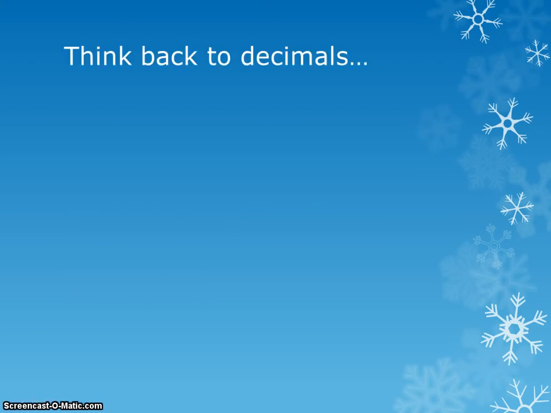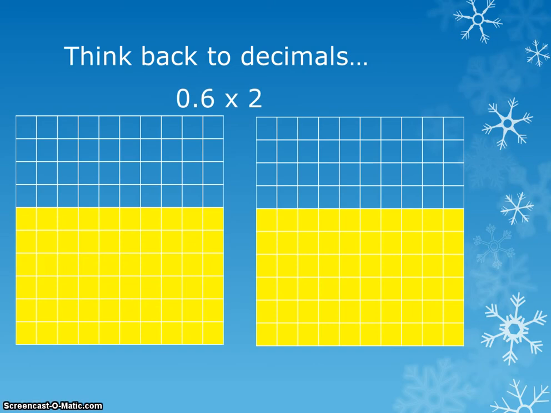First, I want you to think back to when we learned how to multiply decimals. We did that using models as well. Look at the example that I've used below. We have 6/10 times 2. Using this example, I have 1, 2, 3, 4, 5, 6/10 shaded on two different models, showing 6/10 times 2.